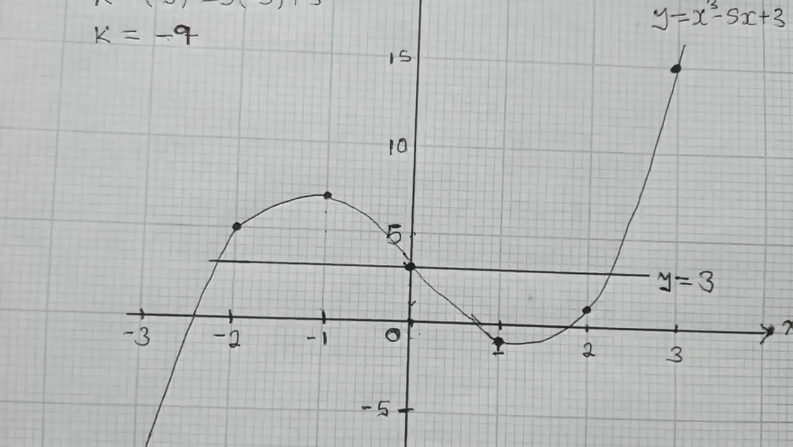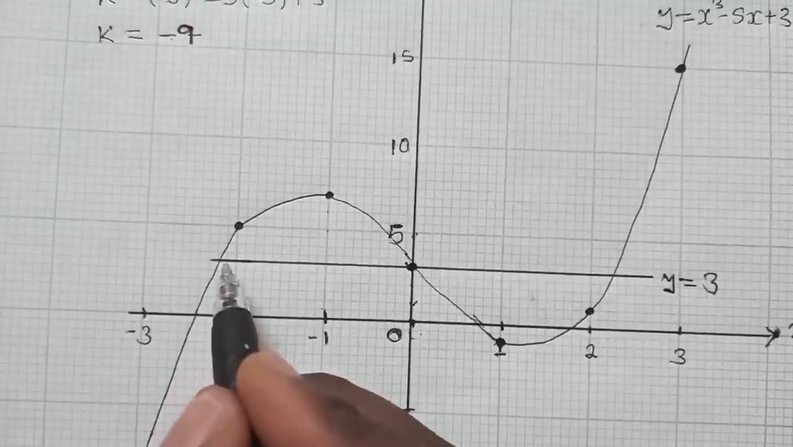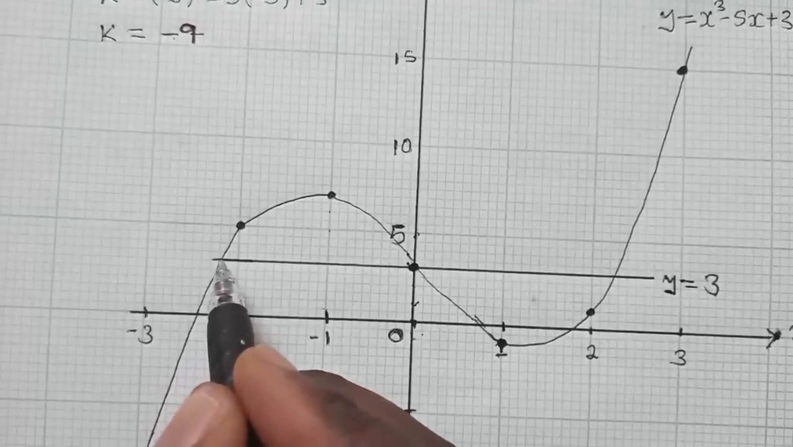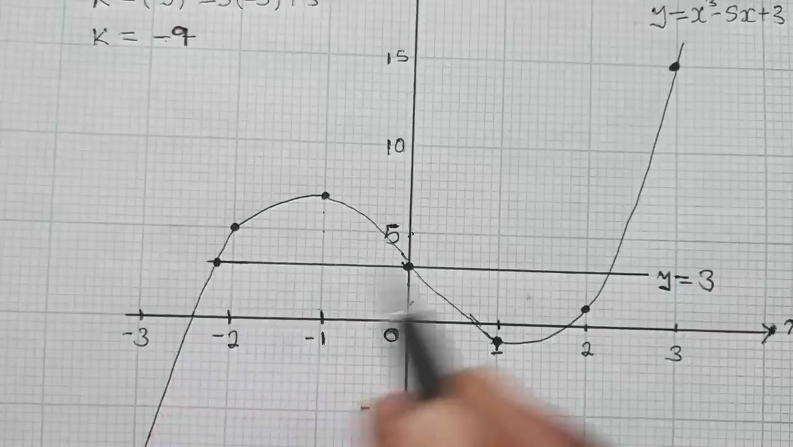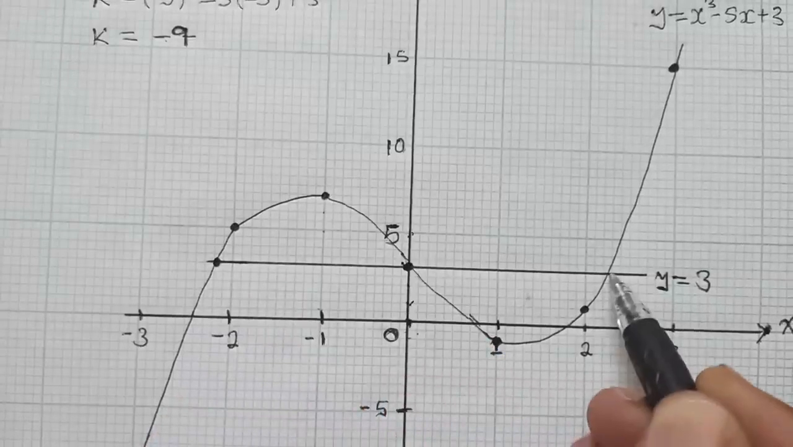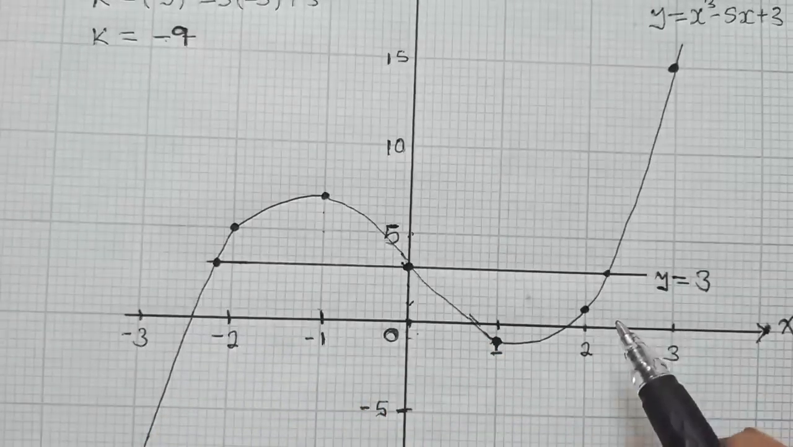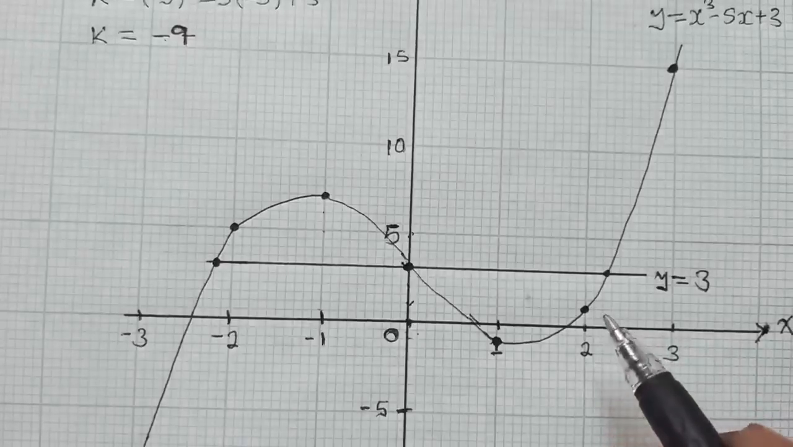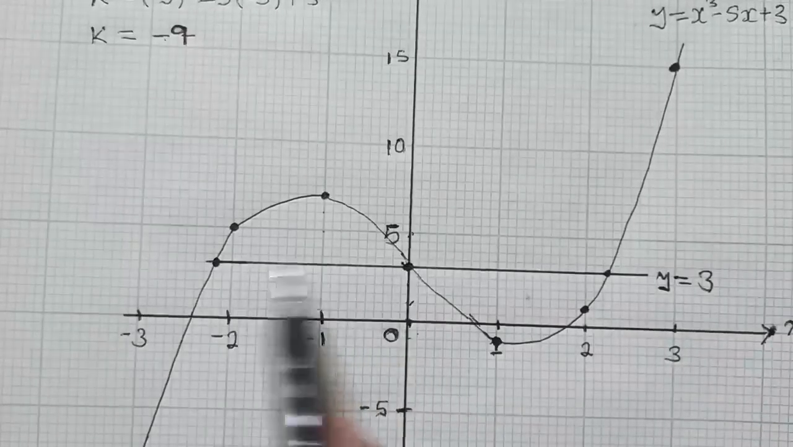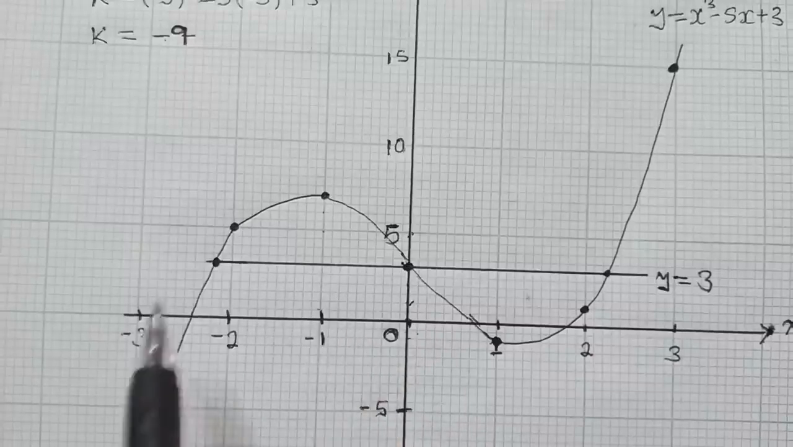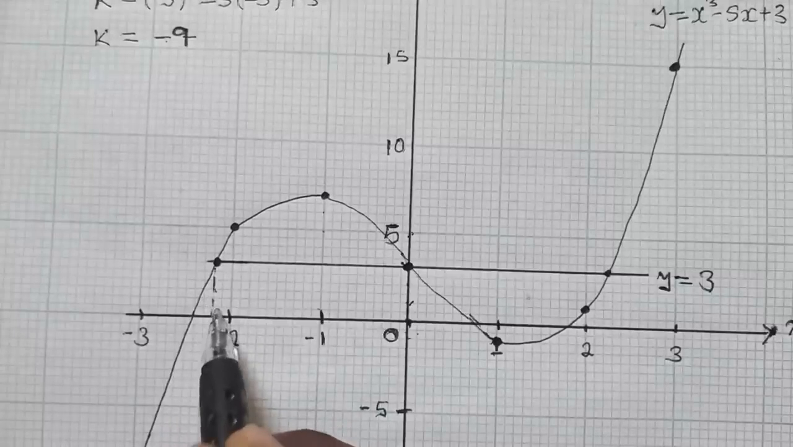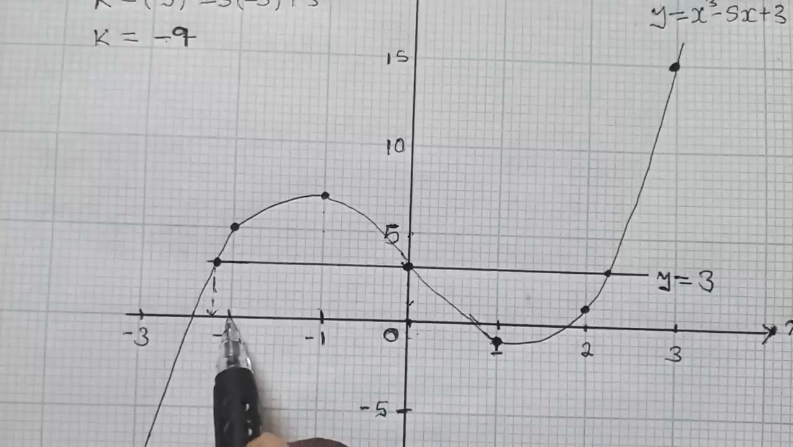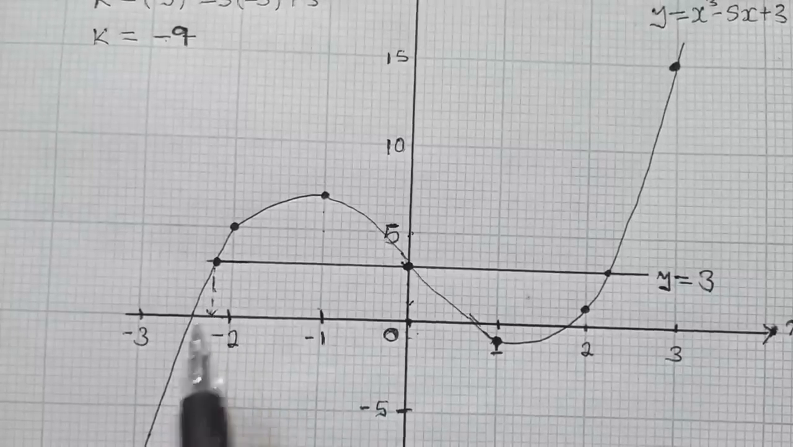So now start identifying the intersecting points. So we have this one, we have this one, and we also have this one. Okay, these are the intersecting points. So now after identifying these intersecting points, you now get the x values. So here, what is my x value? If this is negative 2, 2.1, 2.2.